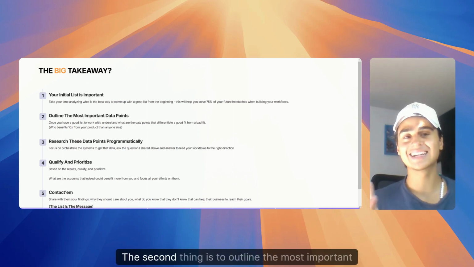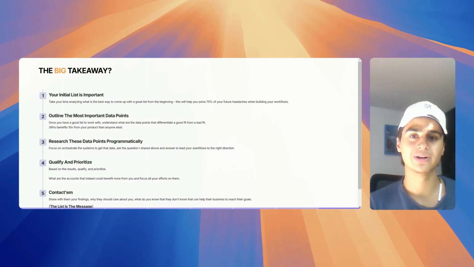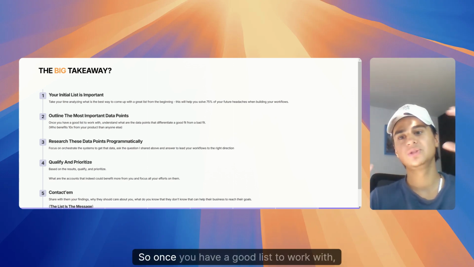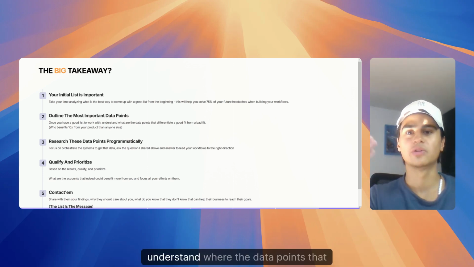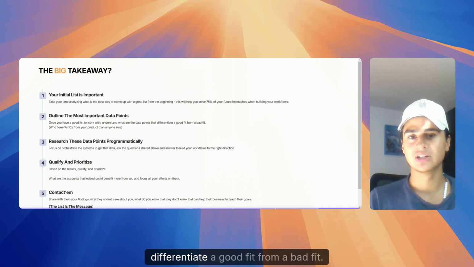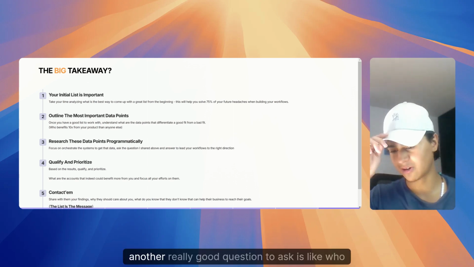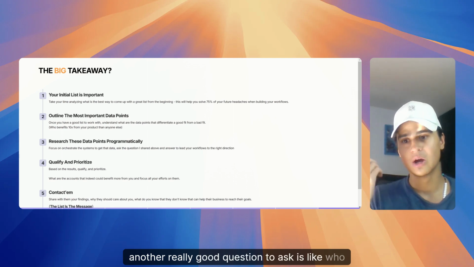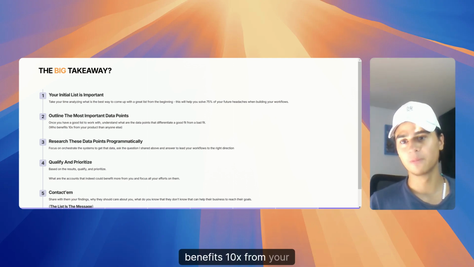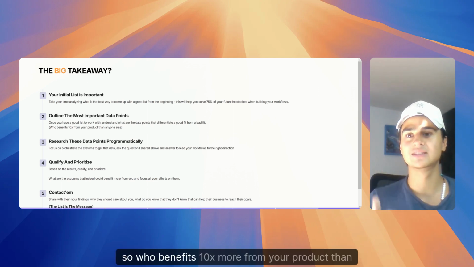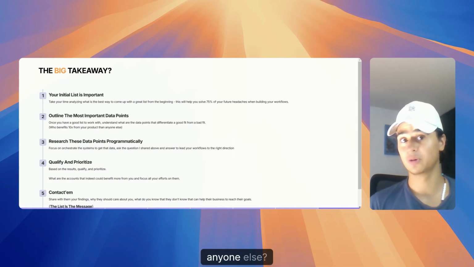That's important. The second thing is to outline the most important data points. Once you have a good list to work with, understand what the data points are that differentiate a good fit from a bad fit. Another really good question to ask is: who benefits 10x more from your product than anyone else?